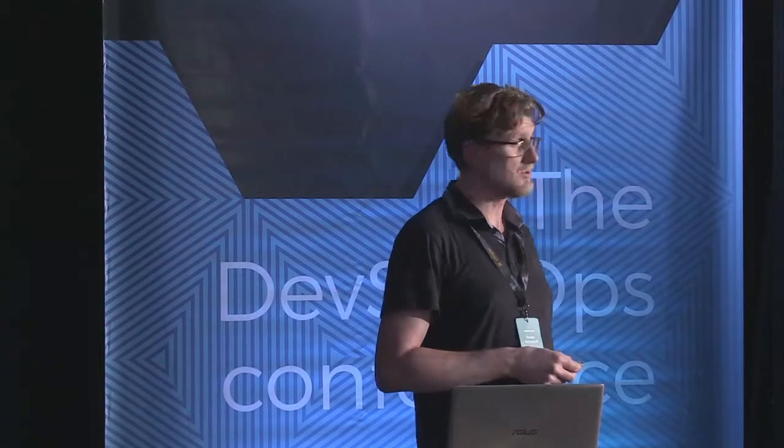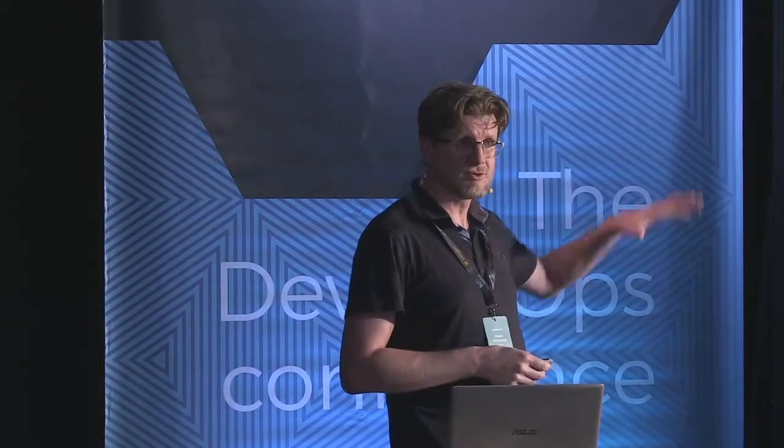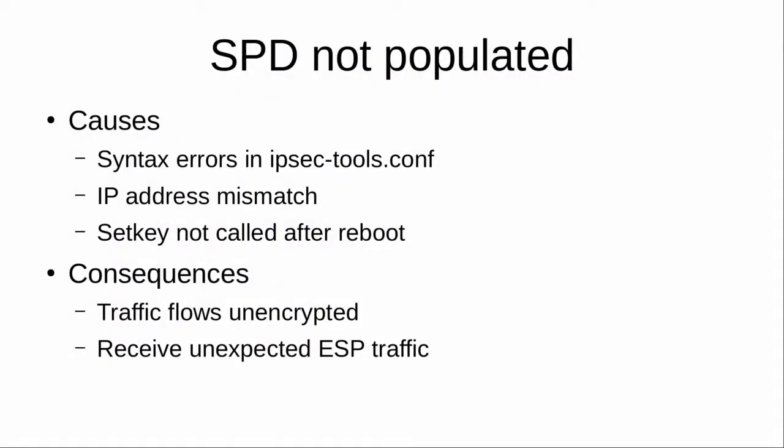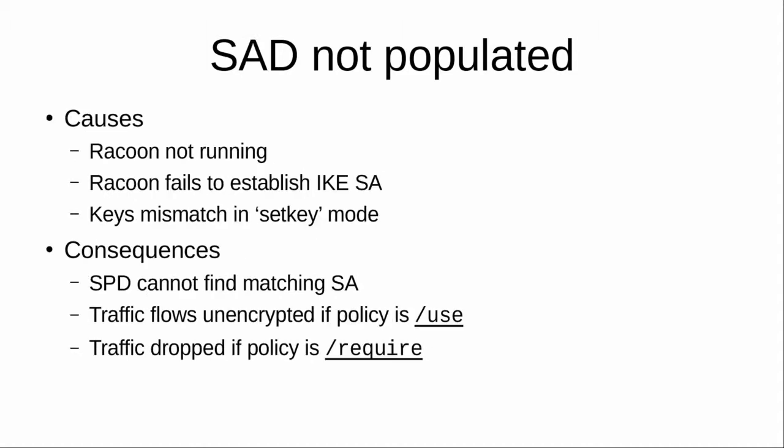Typical problems that I have seen during configuration of IPSec between hosts is essentially when you don't have entries in the SPD, which may be caused by a syntax error in the configuration files. There may be IP addresses that are mistaken, so it will not catch the right host that you are trying to protect. Or the setkey was not really called after reboot, and this is done differently on various distributions, which may lead to a situation where either the traffic is unencrypted completely, or you receive traffic that is encrypted, and you are not expecting this because you have not set up the policy rules for that.